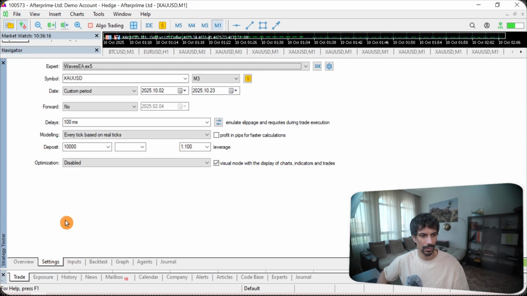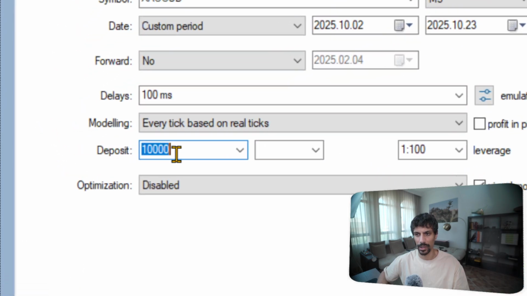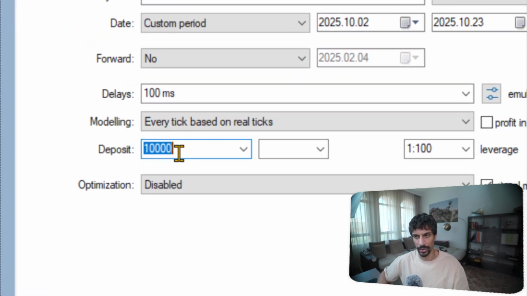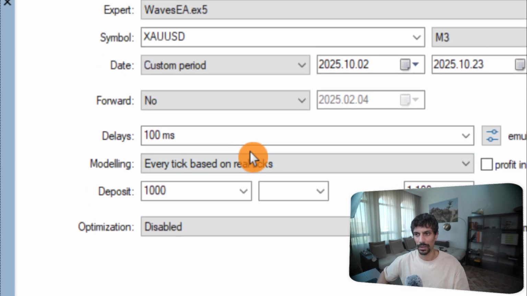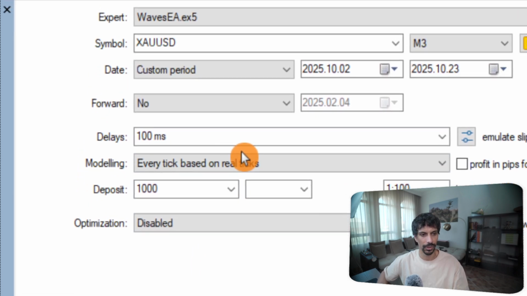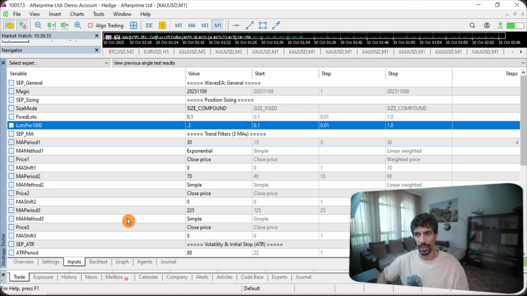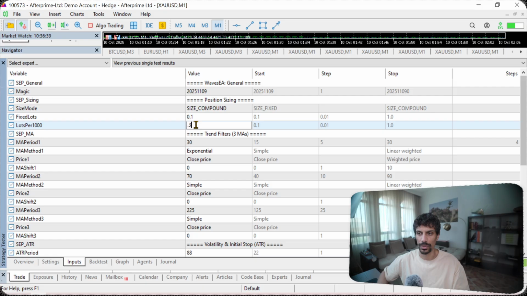I'll go to settings. I have it set to 10,000. Now, realistically, I'm not going to be putting in 10,000 if I were to be putting money into this. So I'm just going to go with 1,000, which is more in line with how much money I would actually put in. And I have the same challenge. Now the challenge is exacerbated, you could say, because this is definitely way too big.